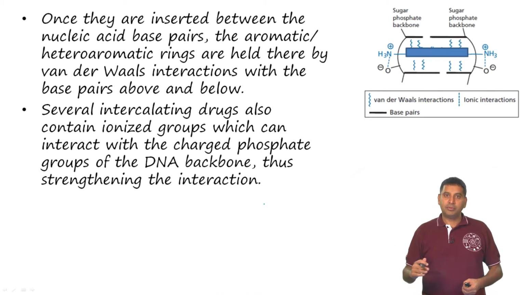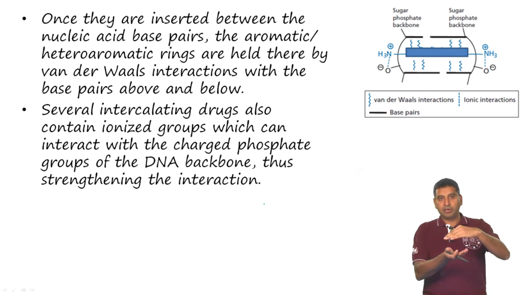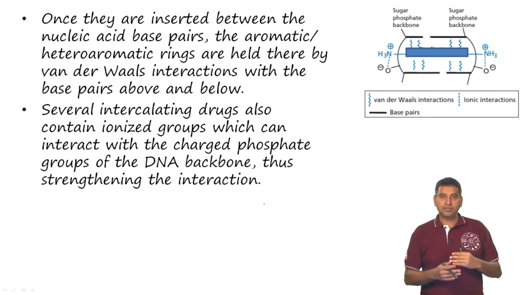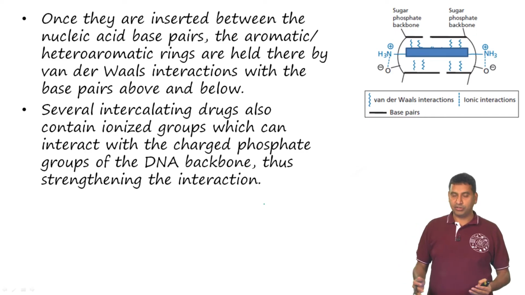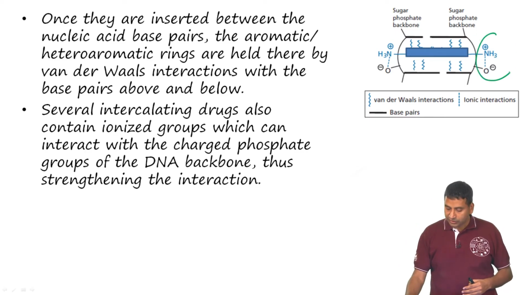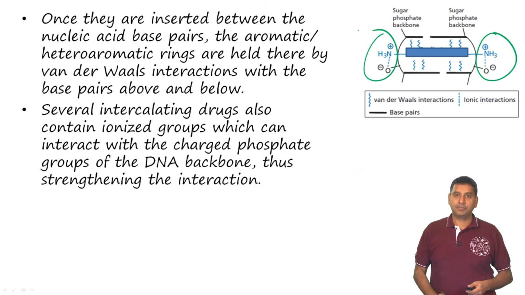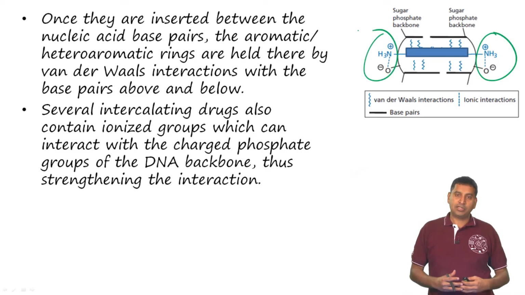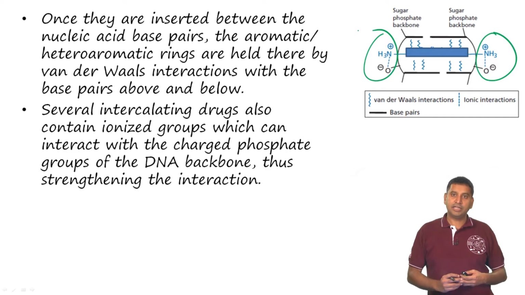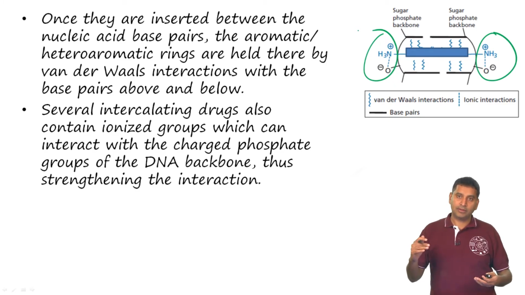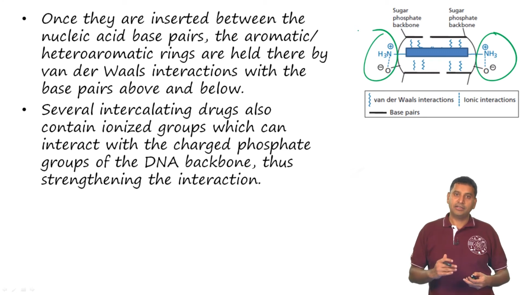Once they are inserted between the nucleic acid base pairs, the aromatic or heteroaromatic rings are held together by van der Waals interactions with the base pairs above and below. Several intercalating drugs also contain ionized groups, as we discussed earlier, and these can interact with the charged species. So in this process, we have a very strong interaction, through van der Waals interactions as well as ionic interactions, and these can go inside the DNA, and therefore, they can form pretty stable species.